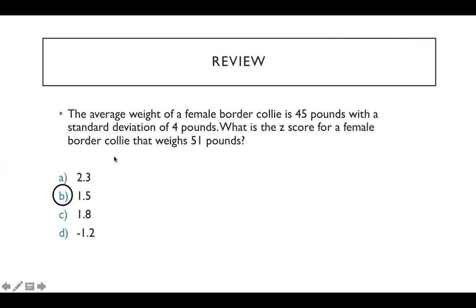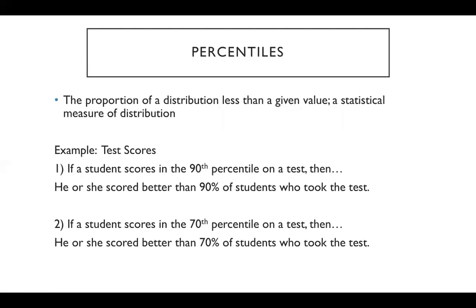Okay, so I'm going to go over the answer. Those of you who answered got it right, it is B. Here we take our x minus our x bar, 51 minus 45, divide that by our standard deviation of 4, and then we get 1.5 as our z-score. Great job. So we're going to talk about percentiles.